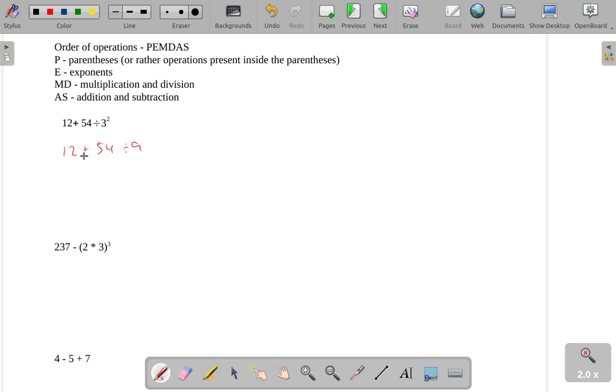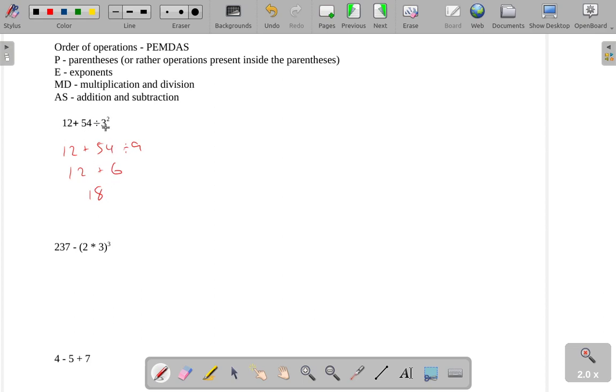Now, looks like we only have addition and division left. So when I look through here, it looks like division is the next thing that will take place. So I'll have 12 plus 6, because 54 divided by 9 is 6. Alright, now I can do my last operation, which is addition. We get 18.